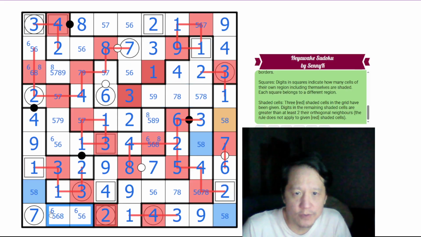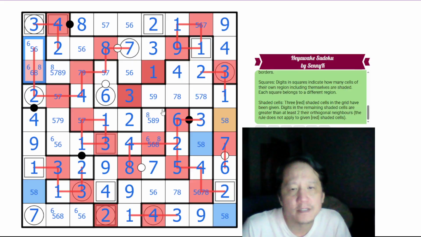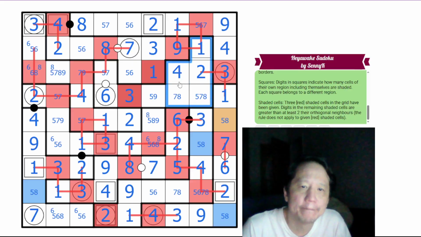Orange is one of those two. Orange must be one of these two here. Orange must be one of those three. So then orange is one of these three. Orange is one of these two. That's not helpful. Ugh, this is kind of painful.